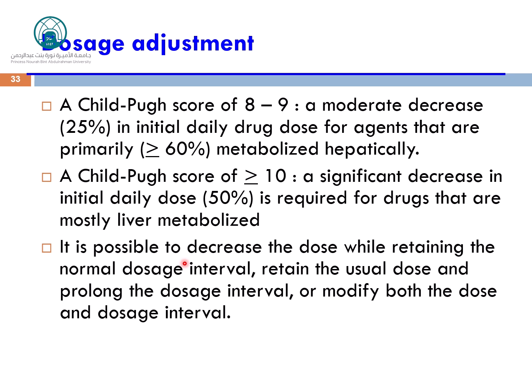You will retain the usual dose and prolong the dosage interval. Instead of giving 4 times a day with the dose interval 6 hours, just give twice a day with the dose interval 12 hours. Or you can modify both the dose and the dosage interval. It's up to you, depending on the patient conditions and circumstances.